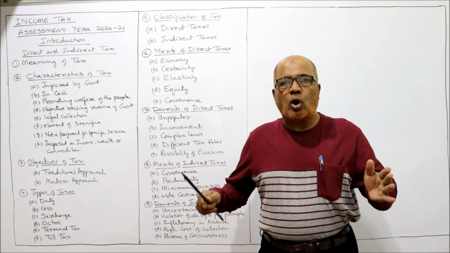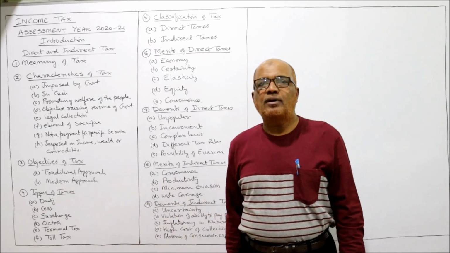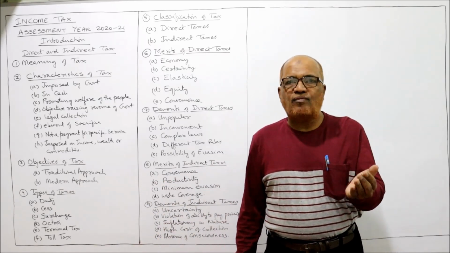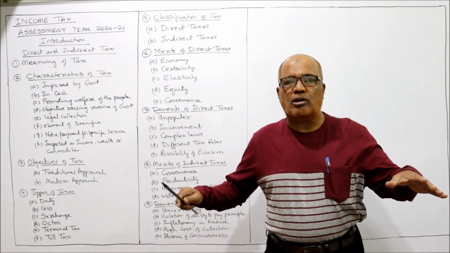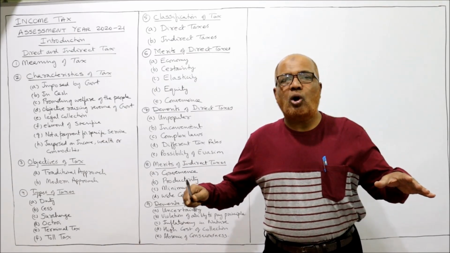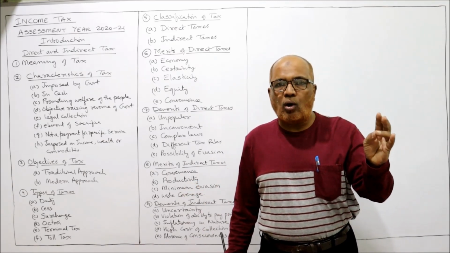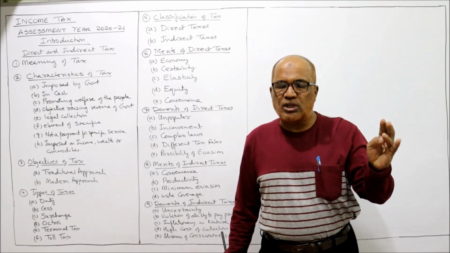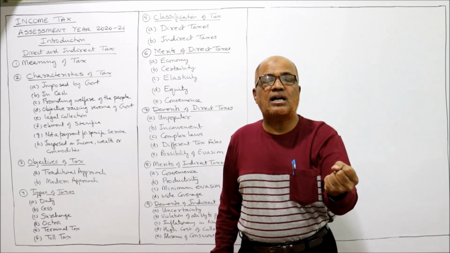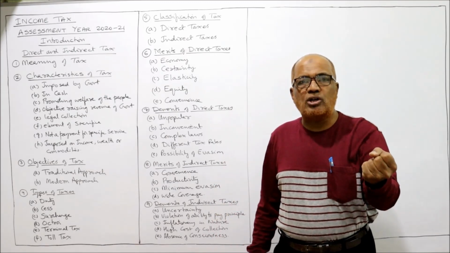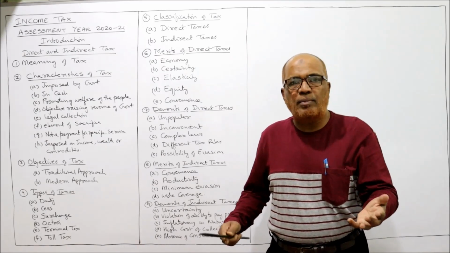So we have two broad objectives: traditional objective and modern objective. Traditional objective: the government requires funds for day-to-day expenditure. The government has to spend a lot of money on health, on education, on defense, on law and order, on justice. On all these things, the government will administer the country. For administration, for development, for welfare, the government requires funds. So that is the main purpose.